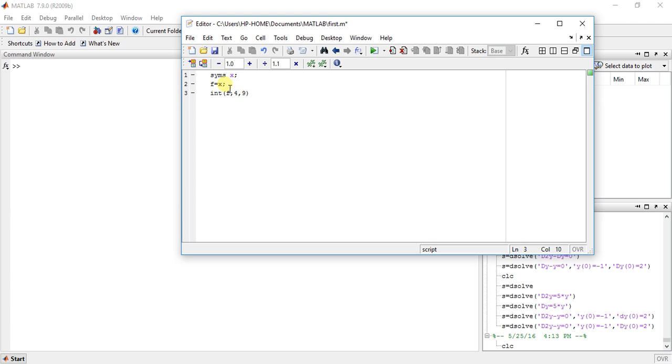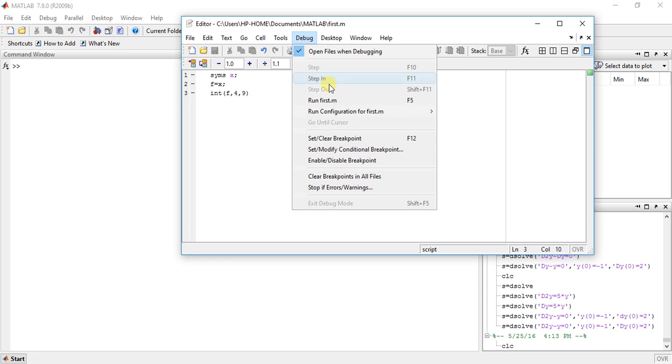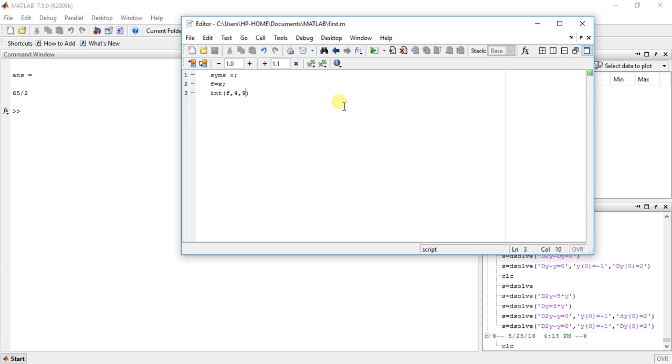Okay, so integration of x is x square by 2. Now we will take the upper limit first, place x is equal to 9 here. Now x square means 81 by 2, minus 4 square is equal to 16 by 2, means 81 minus 16 by 2. So the answer is 65 by 2. So this is the answer, 65 by 2.